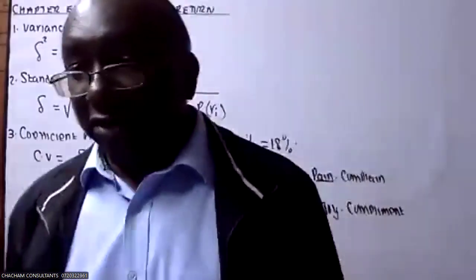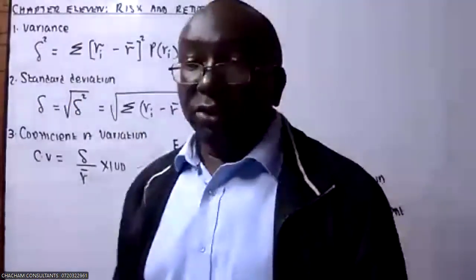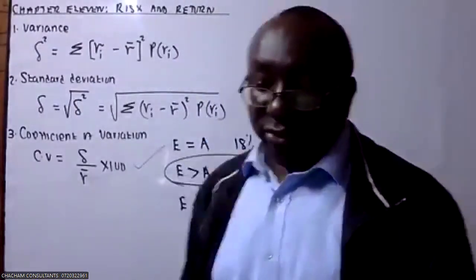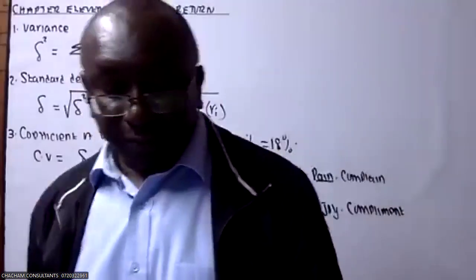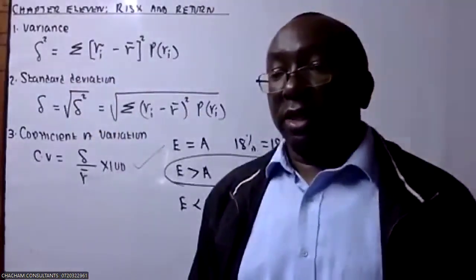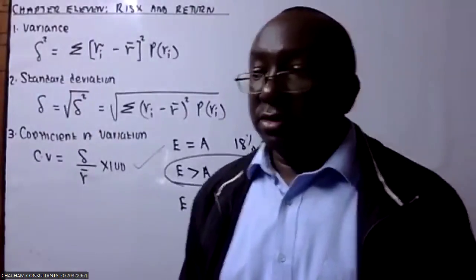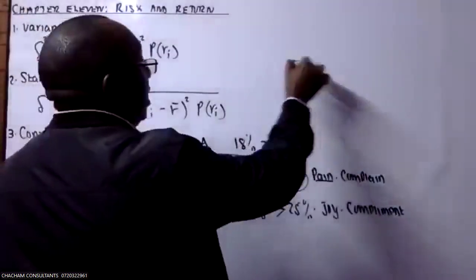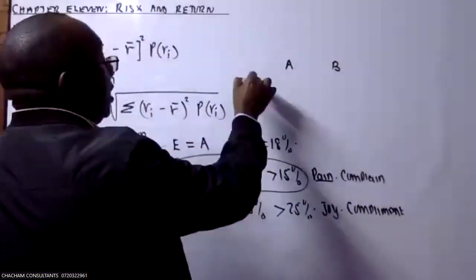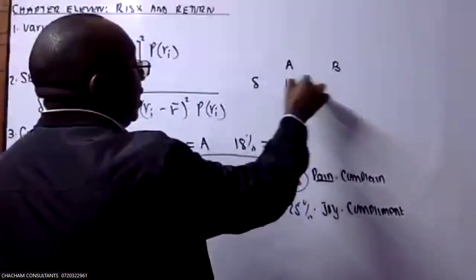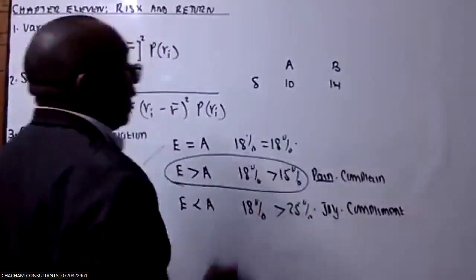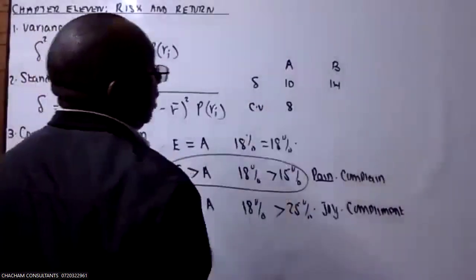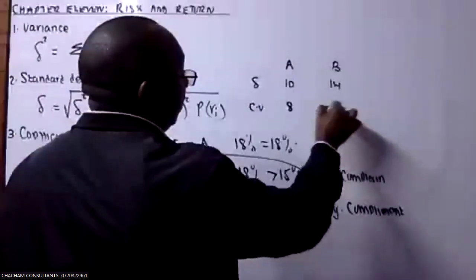Coefficient of variation is taken to be superior. What we mean by that, you could be evaluating two projects, project A and project B. The standard deviation here is 10 and here is 14. The CV here is 8 and here it is 5.